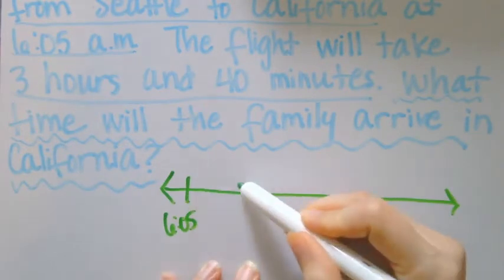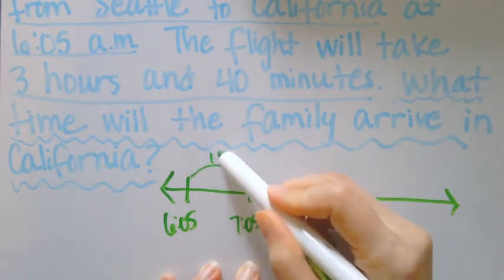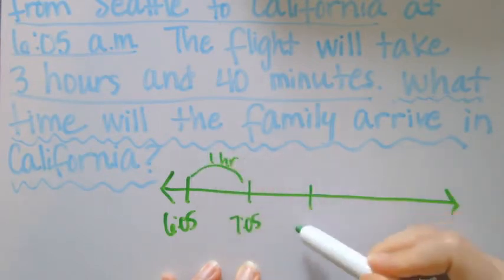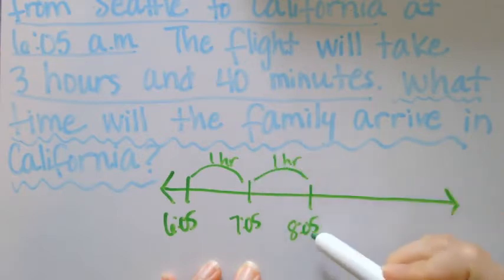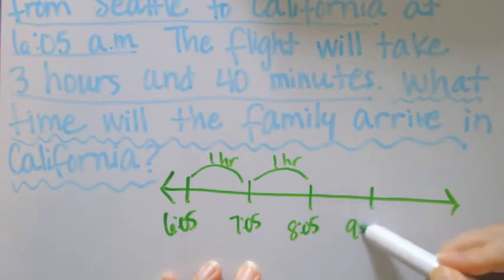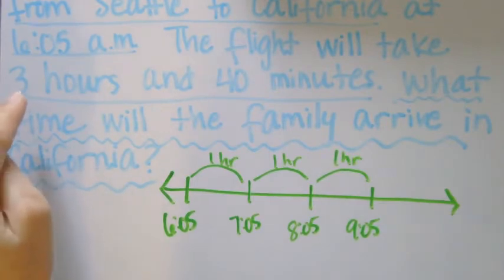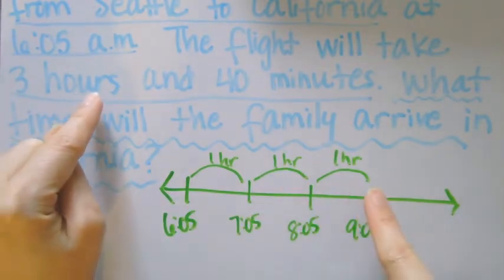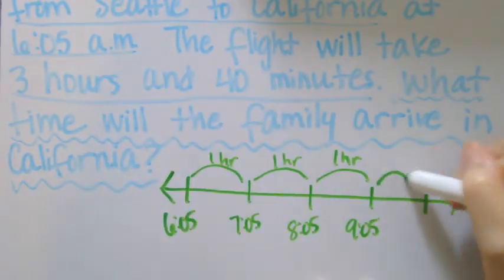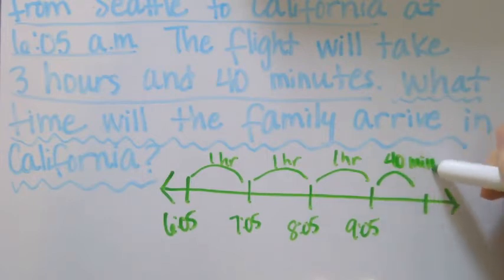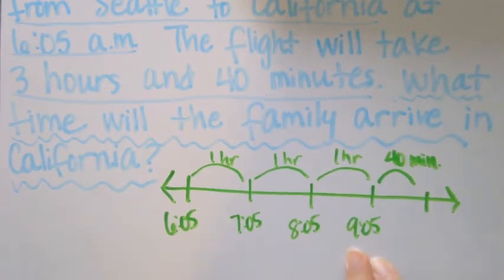So if I go from 6:05 to 7:05, that's 1 hour. 7:05 to 8:05, that's another hour. 8:05 to 9:05, that's another hour. And if we take a look, our total time is 3 hours. So here's my 1, 2, 3 hours. And I need to add on those 40 minutes. Okay, this is going to be my 40 minutes. But now I need to figure out what 40 minutes plus that 9:05 time is going to be.